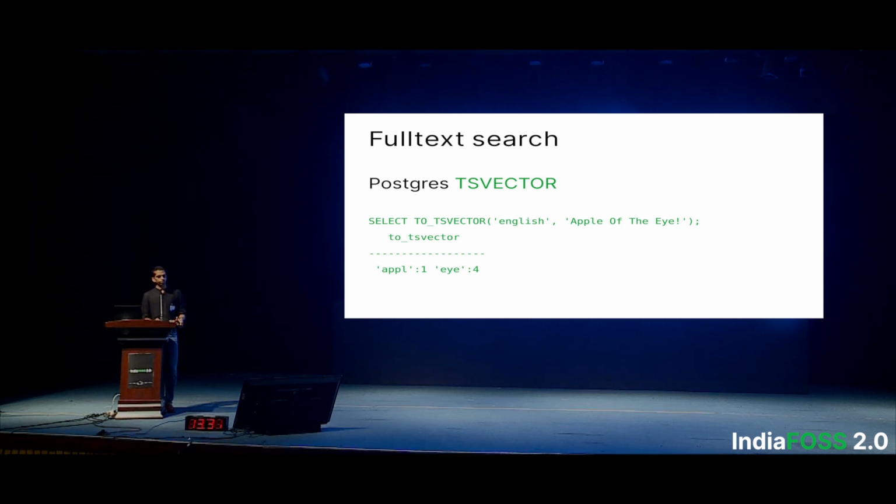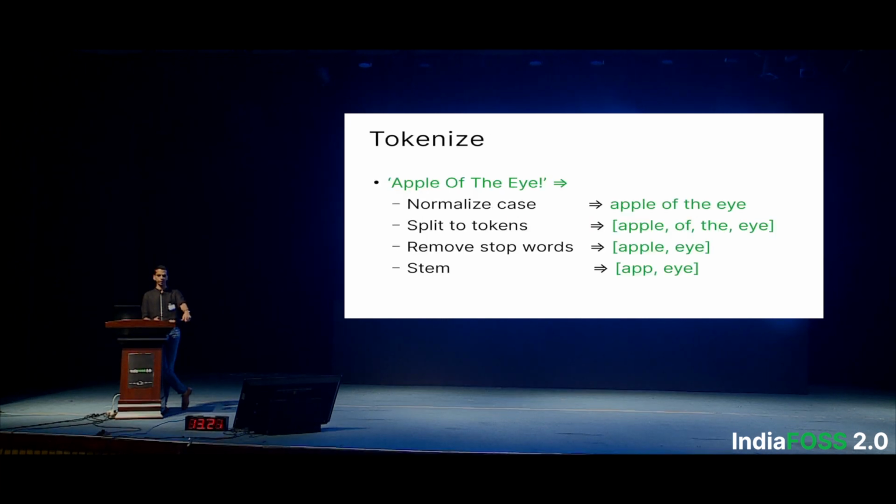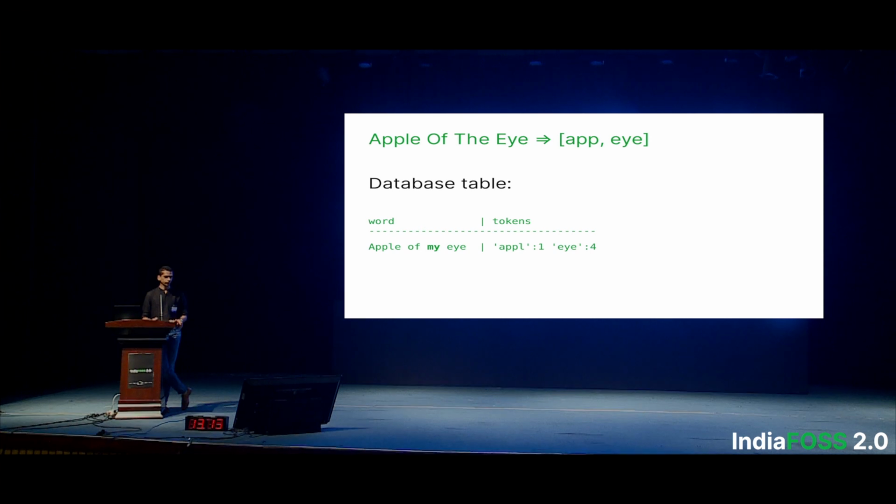So passing the phrase apple of the eye to Postgres's built-in stemming function gives you APPLEYE. You can see that it's slightly different from what the other stemming algorithm gave, but it doesn't matter. As long as words always collapse to some standard root form, it's fine. And your database would be structured in this manner.